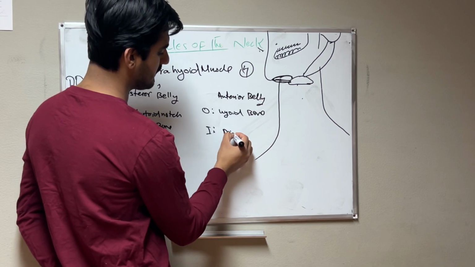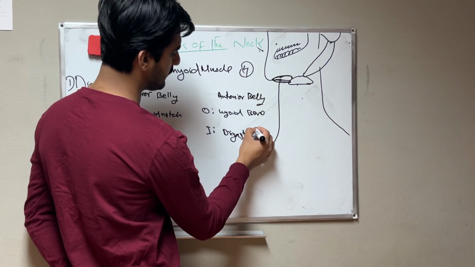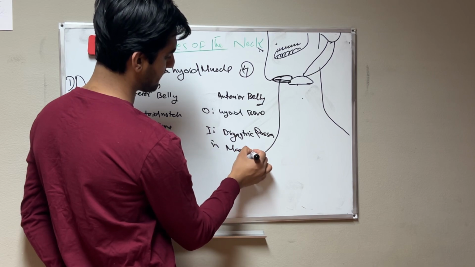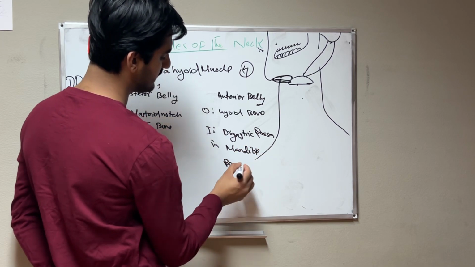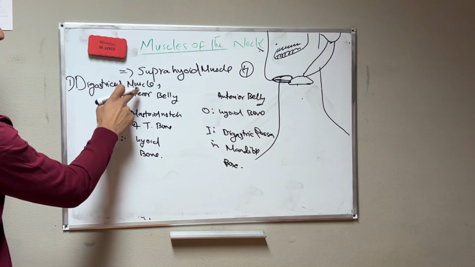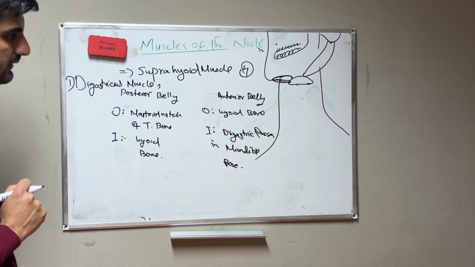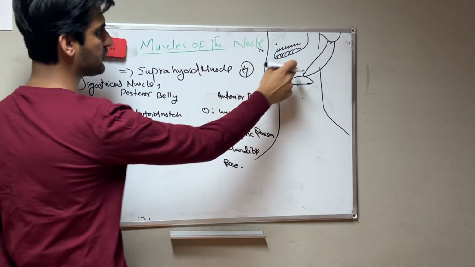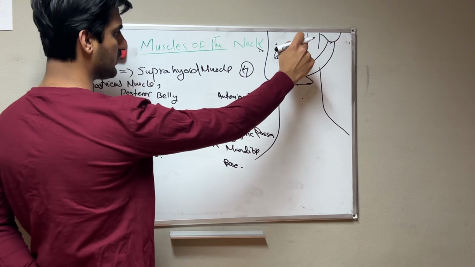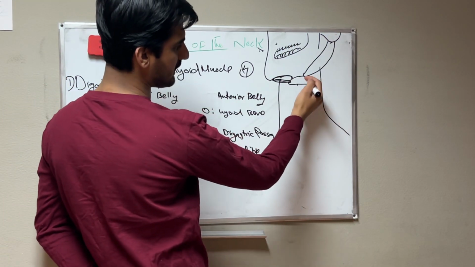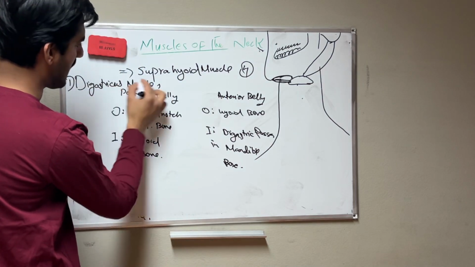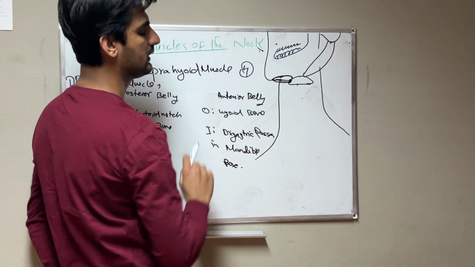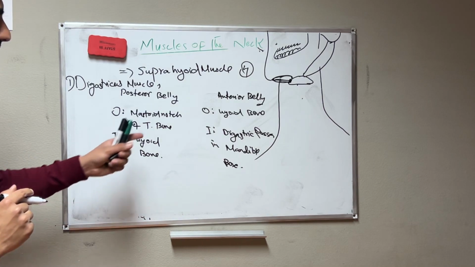If you remember, the digastric fossa is in the mandible bone. These are the origin and insertion of the first muscle, the digastricus, in the suprahyoid group. In the neck, the digastric muscle has two bellies. The posterior belly originates from the mastoid notch of the temporal bone and is inserted into the hyoid bone. This is the suprahyoid muscle. Then the anterior belly goes from the hyoid bone to the digastric fossa in the mandible. This is the origin and insertion of the digastric muscle.